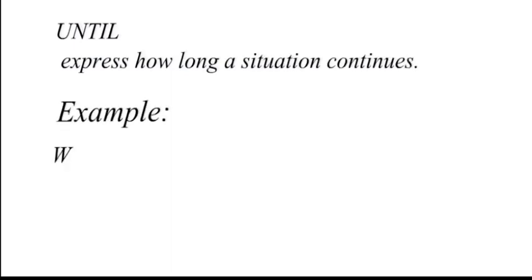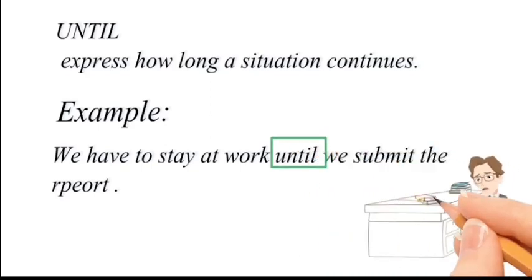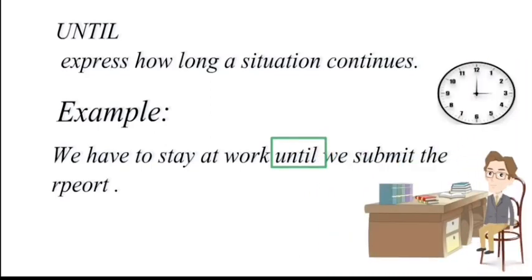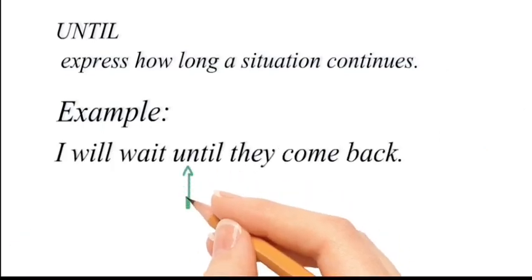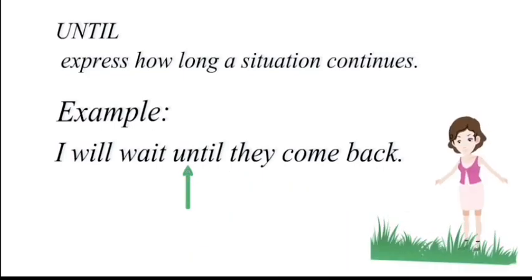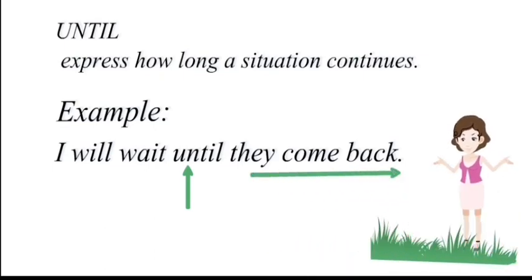Until is used to express how long a situation continues. See the example. We have to stay at work until we submit the report. Here the preposition until indicates that even if your office hours are finished, you will have to continue working on the report until you finish it. See this one. I will wait until they come back. Here until indicates that I will keep waiting for them. That means the work of waiting will continue until they come back. There is no time limit. Rather, the continuity of the work is important.